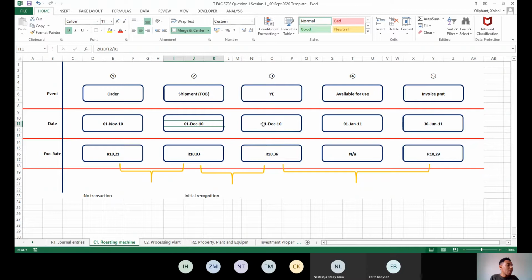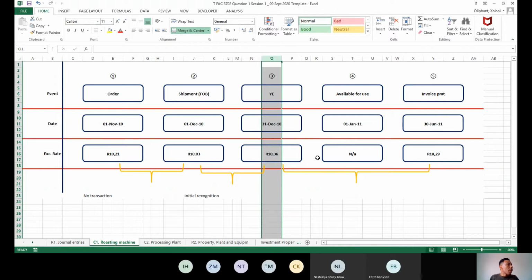From December to 31st of December is going to be our year end. So something needs to happen. In terms of the standard, there are translations that we need to do because we're dealing with a transaction presented in a foreign currency. There's a translation that needs to happen, and because that debt remains unpaid, we still owe someone for this machinery, because we only pay for this machine at interim.